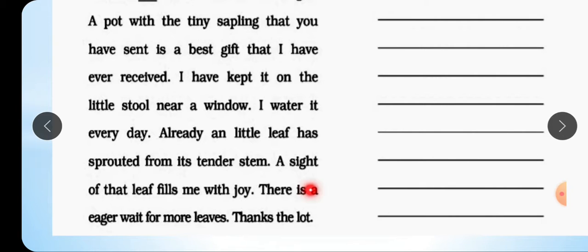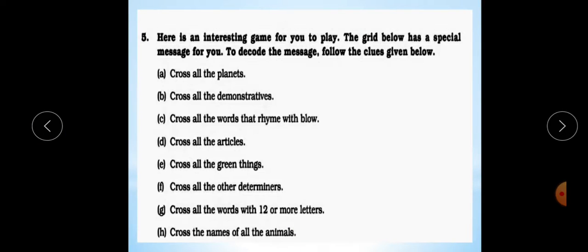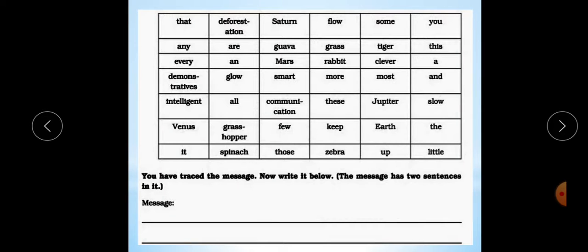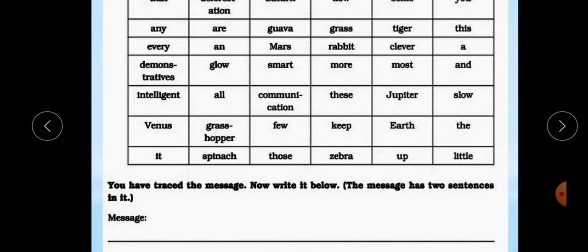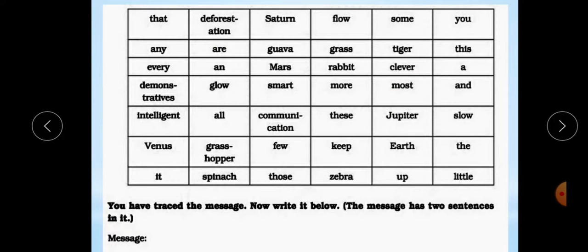Clear? Now let's move on to the fifth exercise, which I have told you how to complete. I think you have completed it. Means all of you have completed worksheet number 5. Means cross all the pronouns, demonstratives, rhyming words. All these you have completed. Now some words are left, students. Okay, some words are left when you have completed, like most, intelligent, right? Some words are left, no?